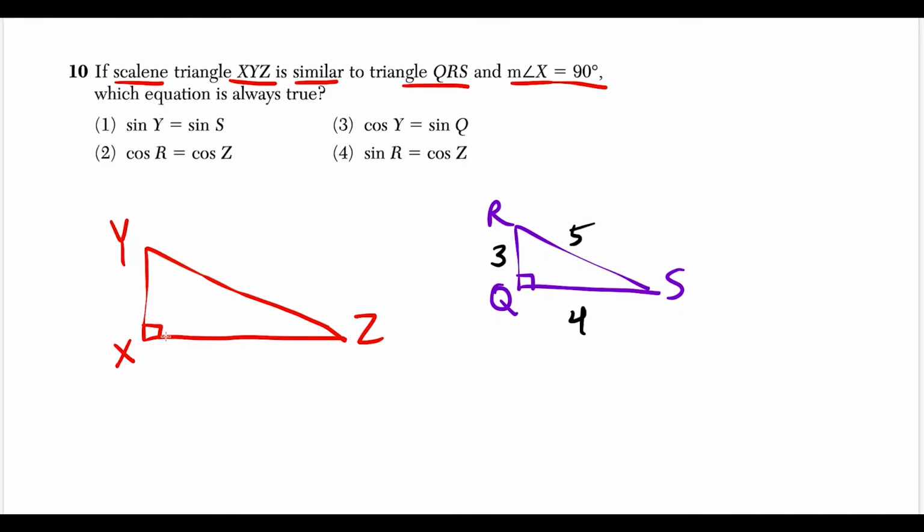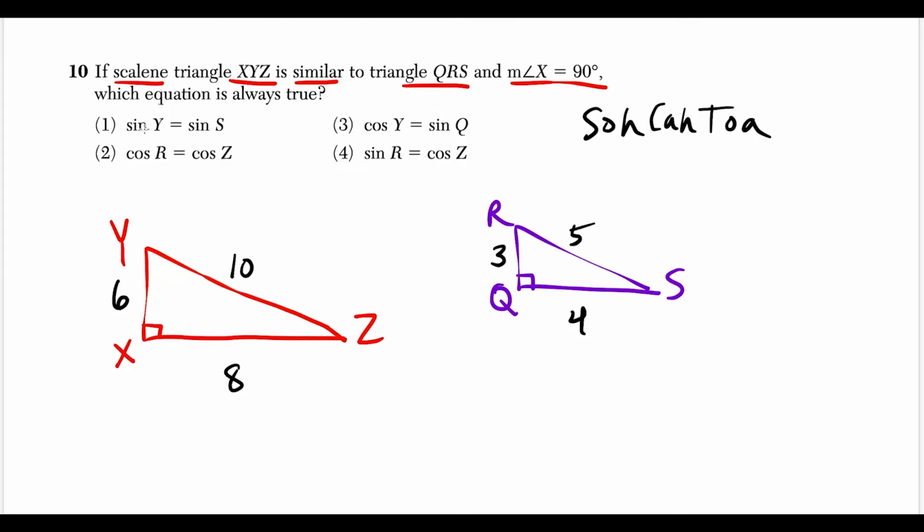Well, in this triangle XYZ, these triangles are similar, so they don't necessarily have to be the same size. But let's say I just double each side and I make it 6, 8, 10. So now when we go through each of these answer choices, it involves trig functions. So I'm going to use this mnemonic again, SOHCAHTOA, to help us make sure we're setting it up right.